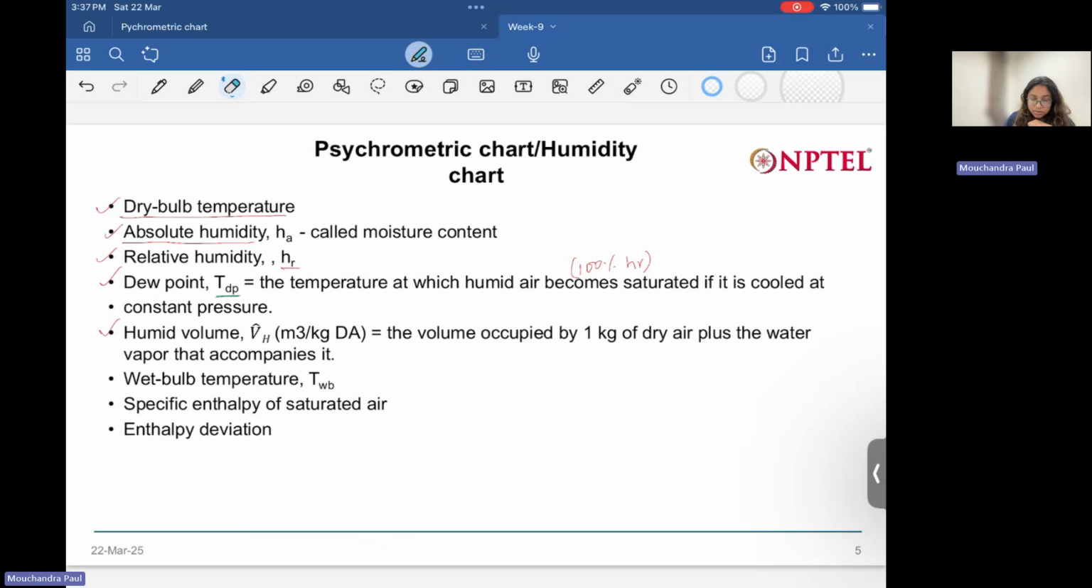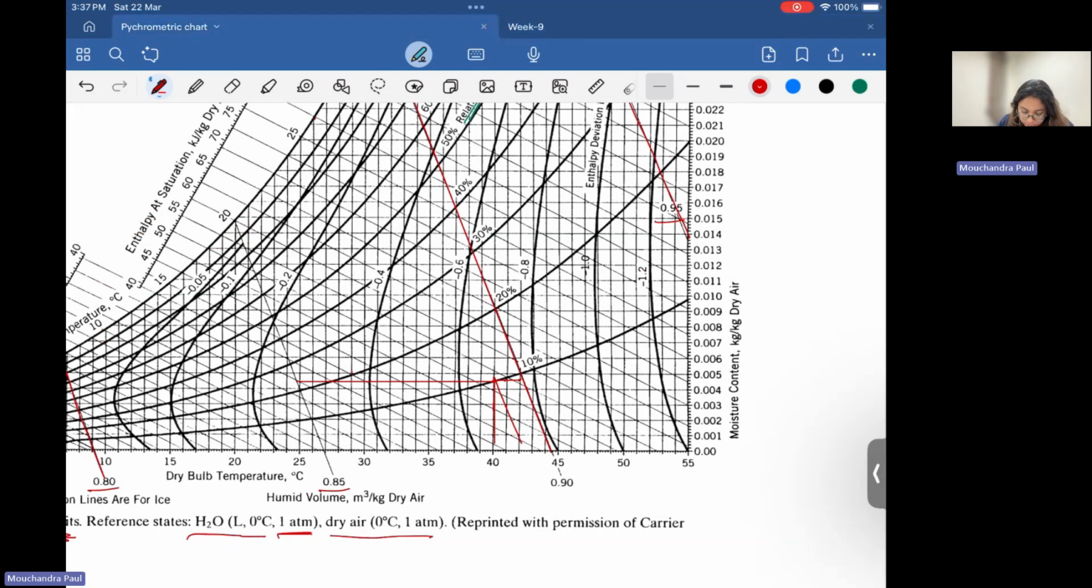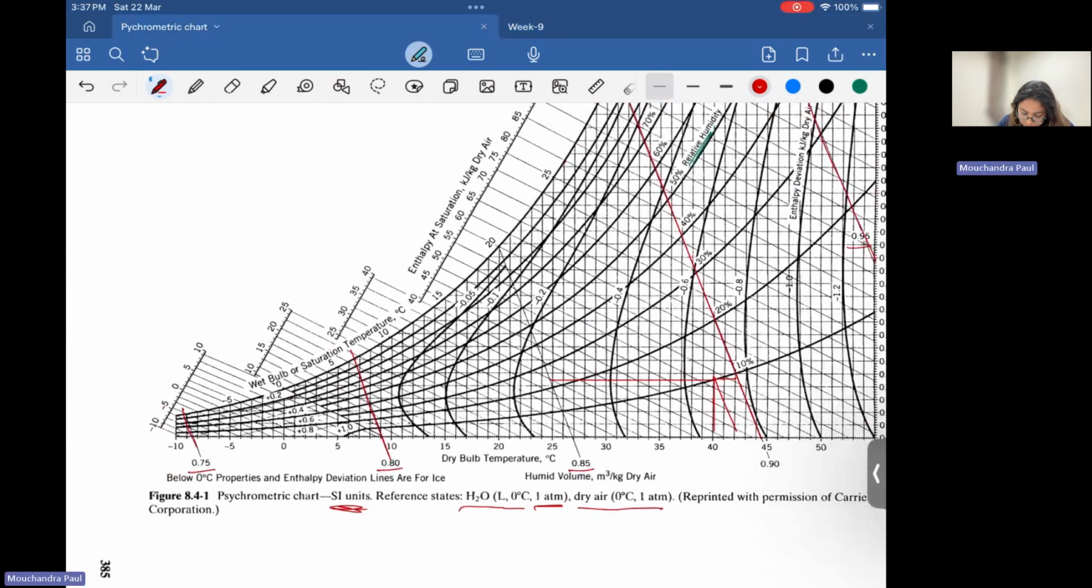Now if you have understood dew point and humid volume, let's understand wet bulb temperature. So how to calculate wet bulb temperature? If you see, wet bulb temperature is given here, right?